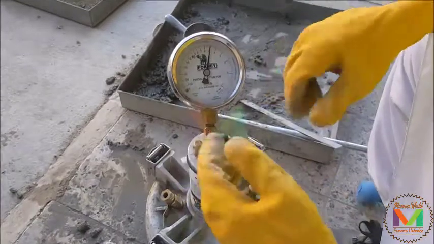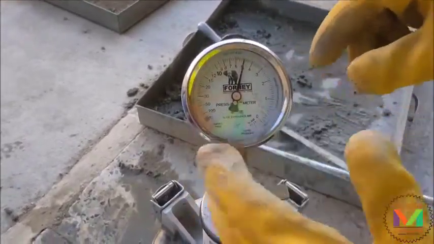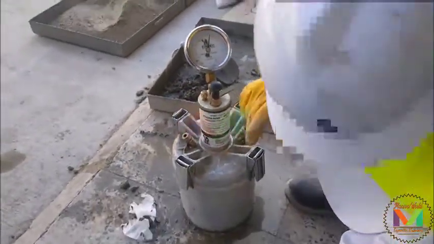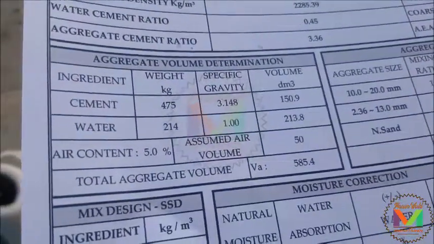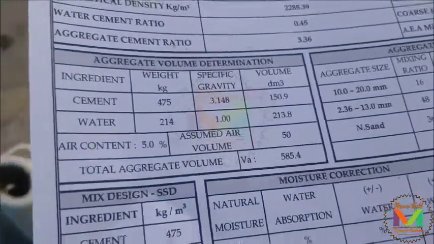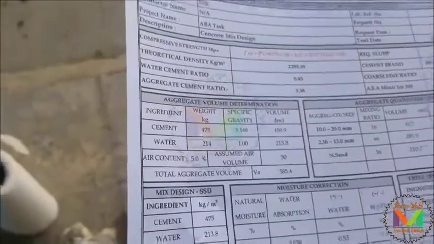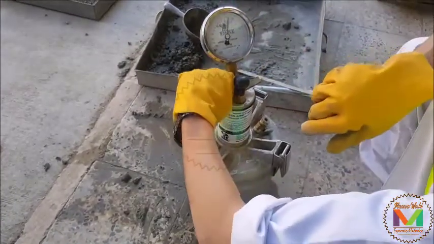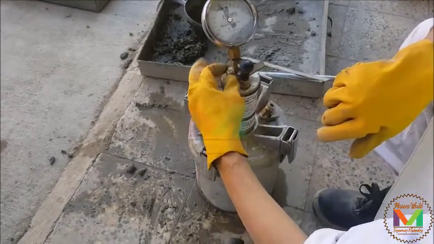As you can see, we have assumed 5%, and it is exactly what we have said according to our design. We will also show you here, according to our design, we have pretended and assumed 5% air content, which is there. Now I am opening the air chamber because we have done it, and we release the air.